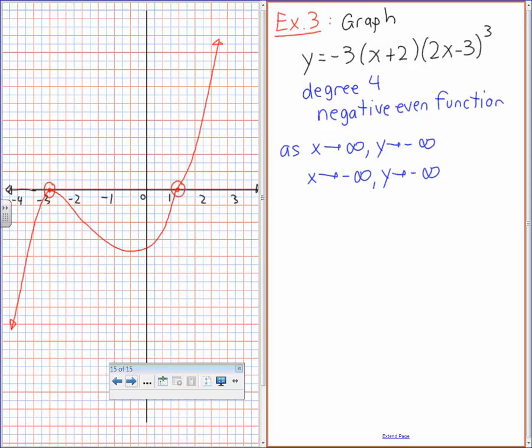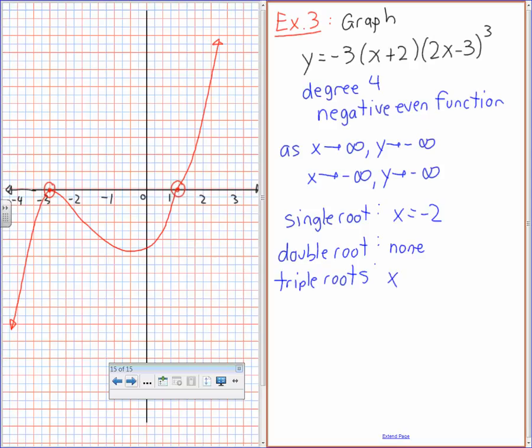All right, let's look for roots here now. What are my single roots going to be? The single root is going to be x equals negative 2. Double roots, I say none. Triple roots. Okay, where's my triple root at? Brian, I'm going to pick on you. Where's my triple root at? x equals 3 over 2, right, because this would be equal to 0. So x equals 3 over 2.